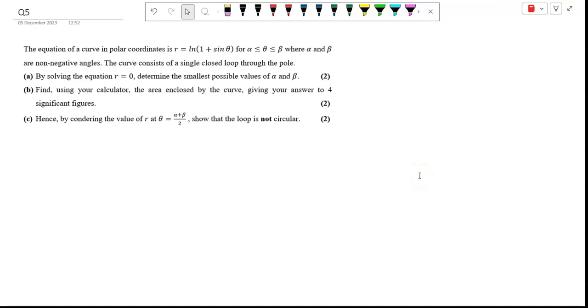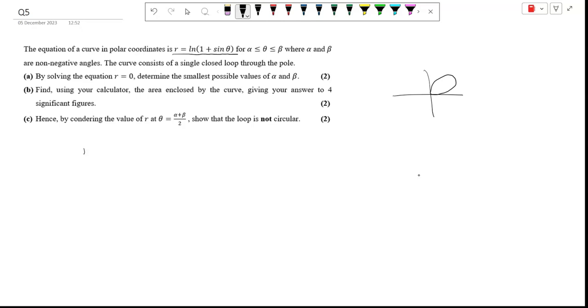The equation of a curve in polar coordinates is r = ln(1 + sin θ) for θ between α and β, where α and β are non-negative angles. The curve consists of a single closed loop through the pole. So the pole is like the origin, so it's probably going to look something like that. By solving the equation r = 0, determine the smallest possible values for α and β.